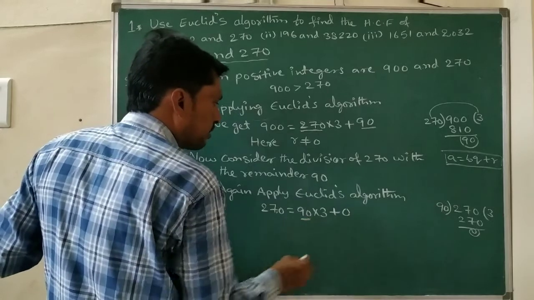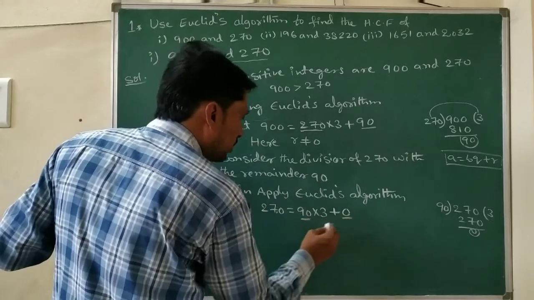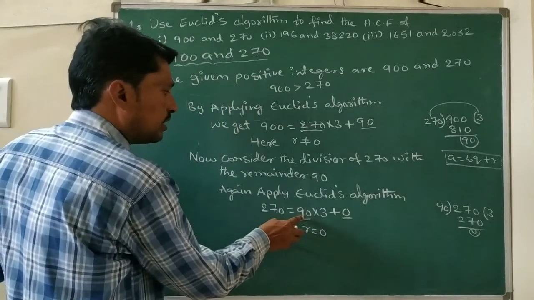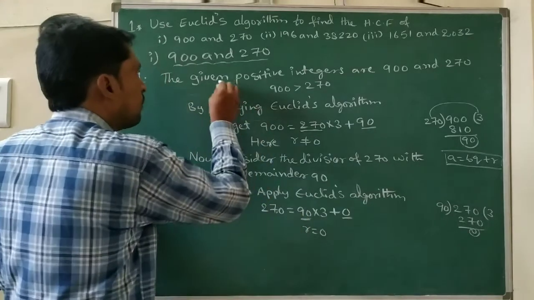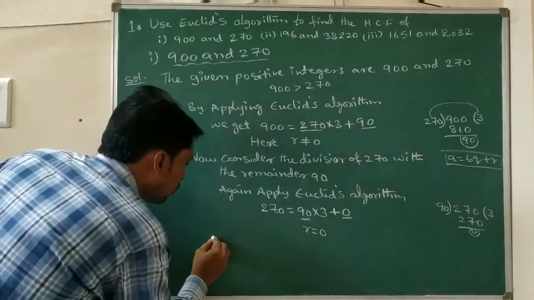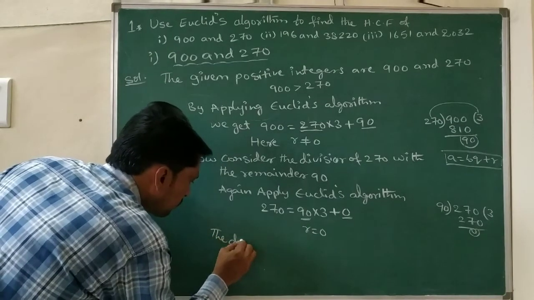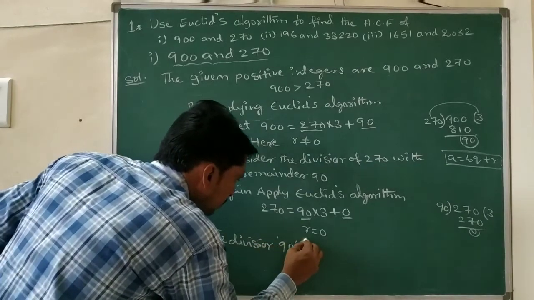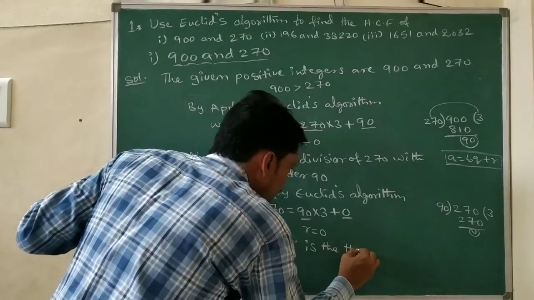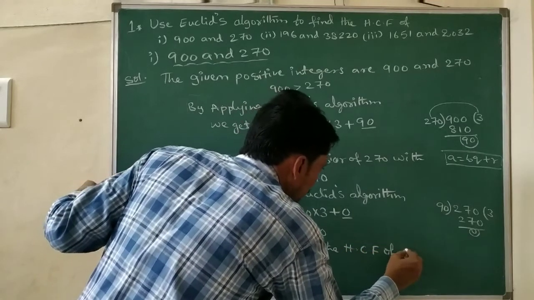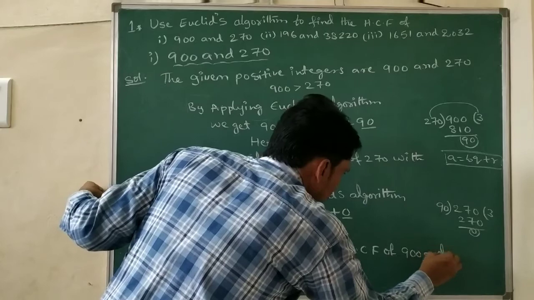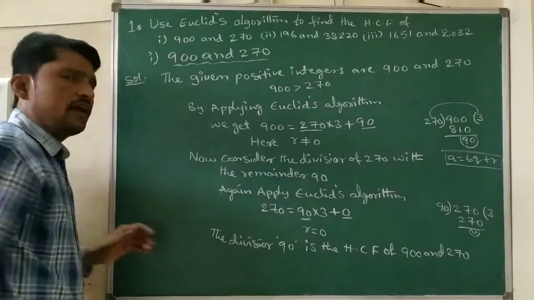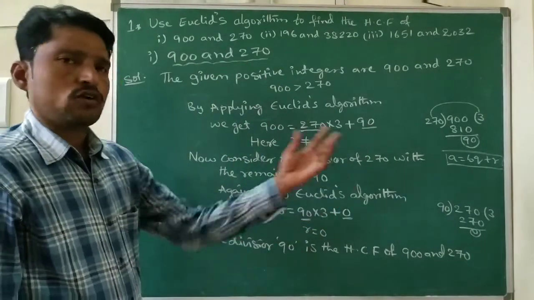Here 90 is the divisor. Now we need to observe the remainder. r equals 0, we got 0. Since r equals 0, the divisor 90 is the HCF of 900 and 270. So the divisor 90 is the HCF of 900 and 270. It is very clear. It is an easy problem for 2 marks.